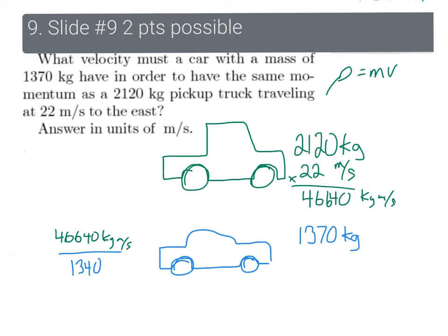That will give us velocity. And so if we do that calculation, the velocity that we will come out to is going to be 34.04 meters per second, and that would be our answer. If you want to check it, you can multiply that by the mass, and it should agree with the momentum of the truck.